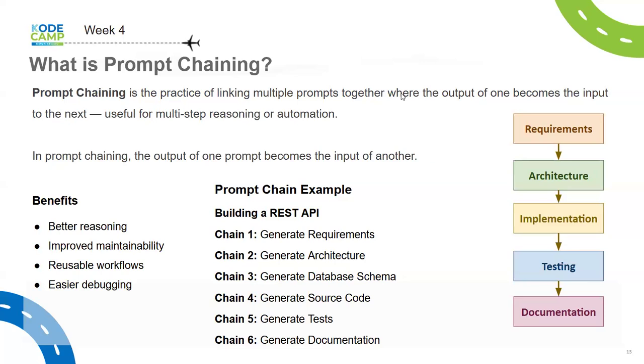So again, this is an example, right, of how you would use that. You can see building a REST API, the first step in the chain will be to generate the requirements. Then the next one will be generate architecture. And then the next one will be generate database schema. And then generate source code. And then generate tests. And then generate documentation. So all of this is indicated by this simple flow chart here. And that's it, right? And like we said, the output from each one becomes input into the next one.